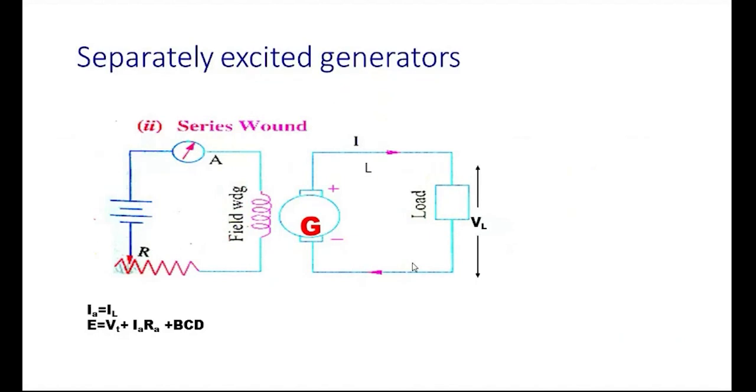Here is the separately excited DC generator. Here the field winding is connected across a separate DC source, and the armature winding is connected across the load circuit. That's why it is called a separately excited DC generator. Here IA equals IL, and EG equals V plus IA RA plus brush drop.